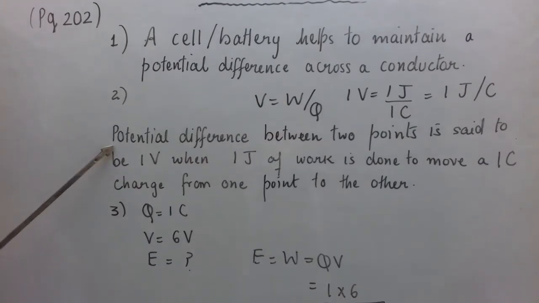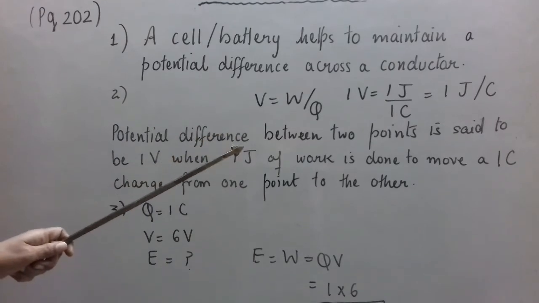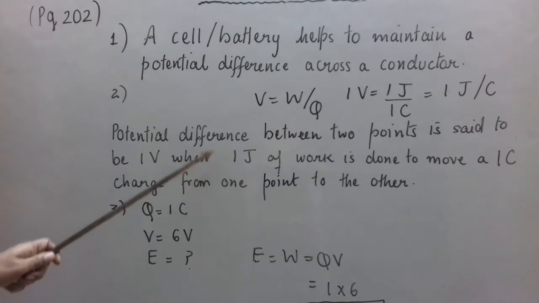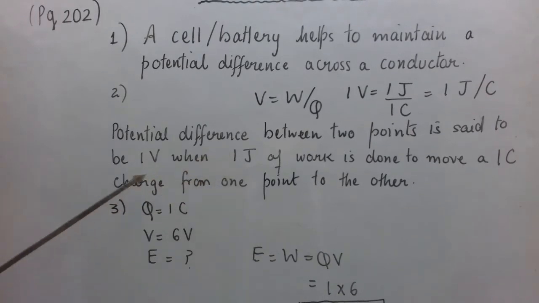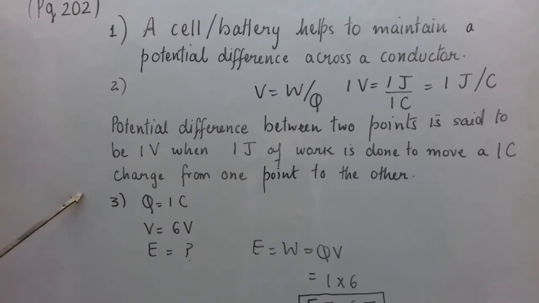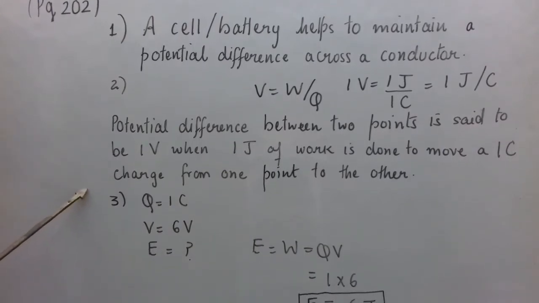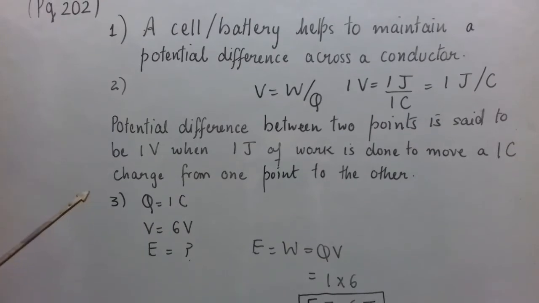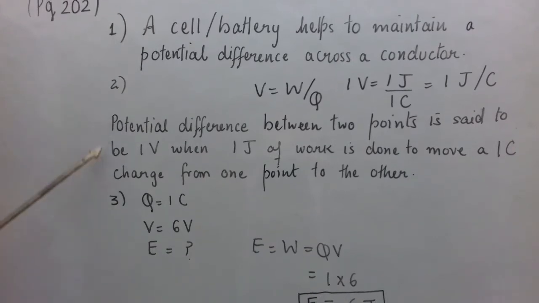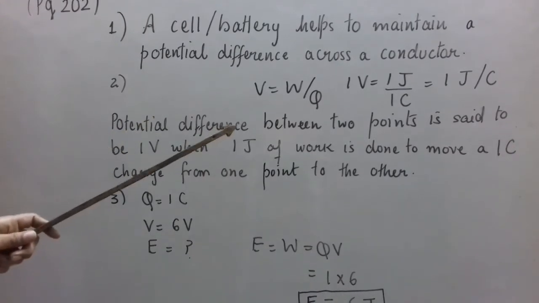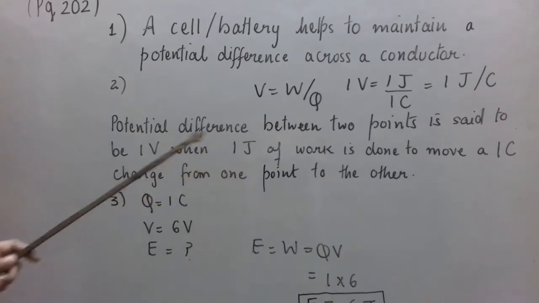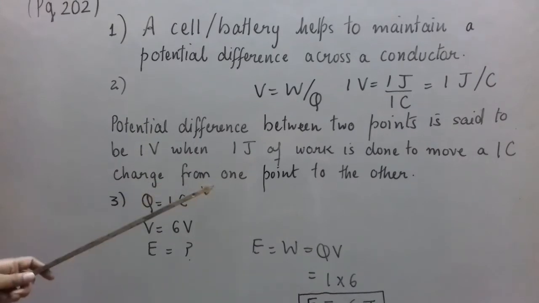You can define it as: potential difference between 2 points is said to be 1 volt when 1 joule of work is done to move a charge of 1 coulomb from one point to the other. So indirectly you are giving the definition of the SI unit of potential difference. If the question comes, define the SI unit of potential difference, then also you are going to write the same thing only. Potential difference between 2 points is said to be 1 volt when 1 joule of work is done to move a 1 coulomb charge from one point to the other.